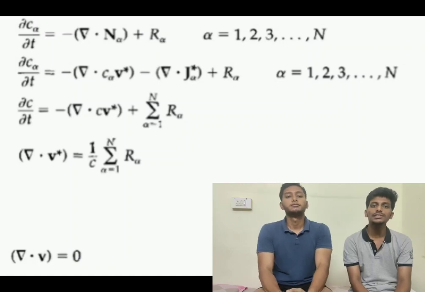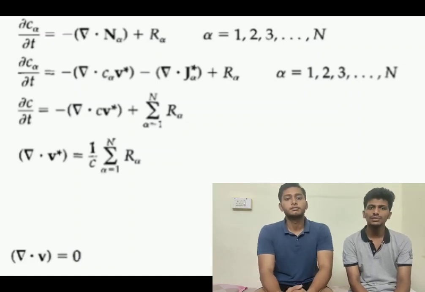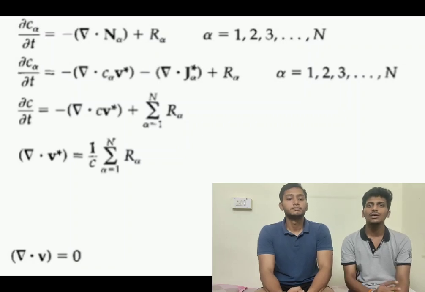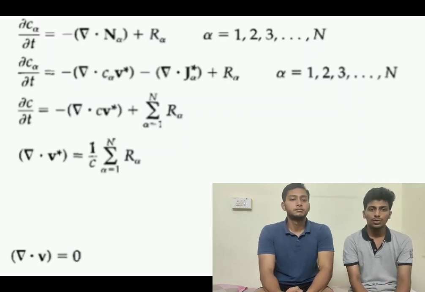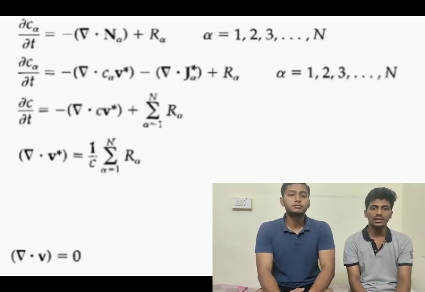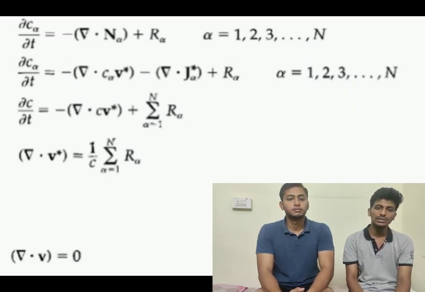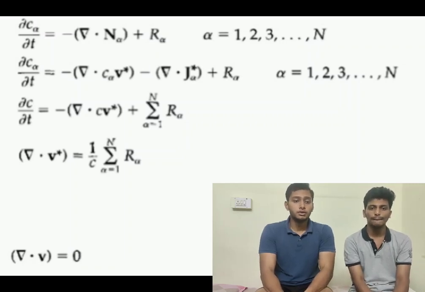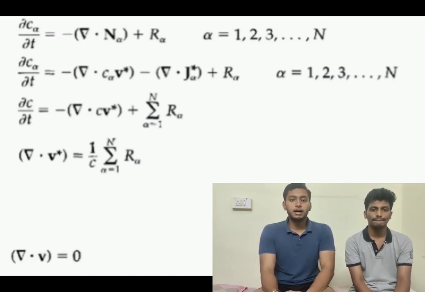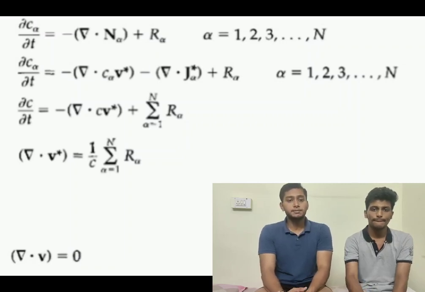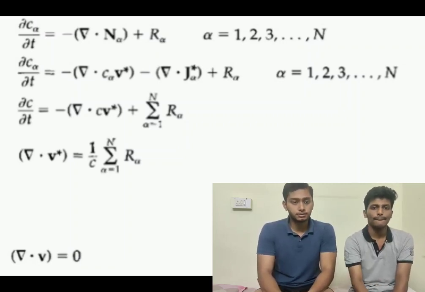If there is a concentration gradient, species diffuses from higher concentration to lower concentration, which is the classic Fick's law of diffusion. So, by the formula, J alpha star equals minus D alpha times the gradient of C alpha. It is true for an ideal binary mixture. So, diffusion and convection are decoupled. This makes analysis and modeling easier, especially when reactions are involved.